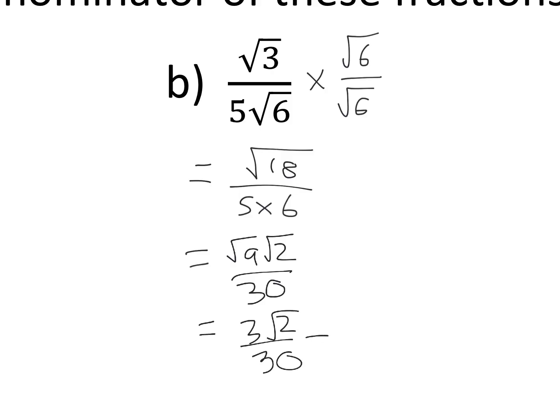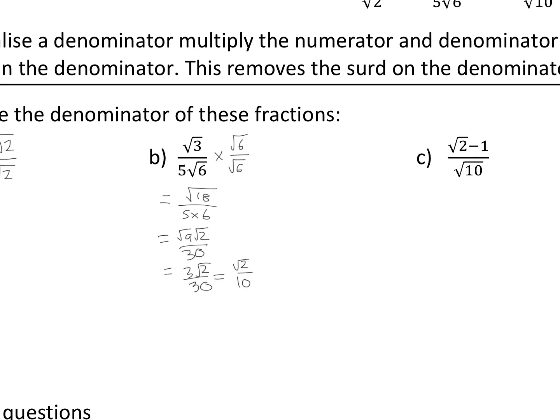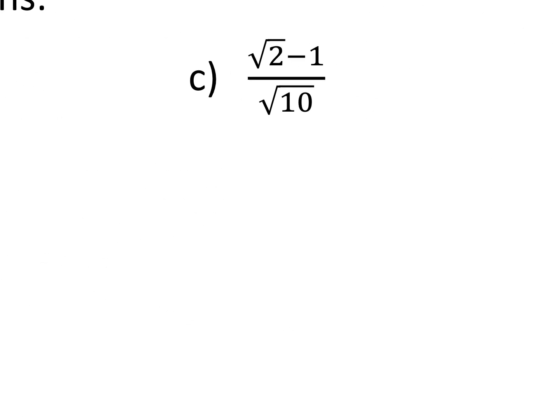And final answer, probably took too many steps there. Divide top and bottom by 3 to get root 2 over 10. And you can see the denominator is rational. Now just because you've rationalised the denominator, you still should go through the process of simplifying. That is a given. They won't tell you to do that, and you could lose marks if you don't.